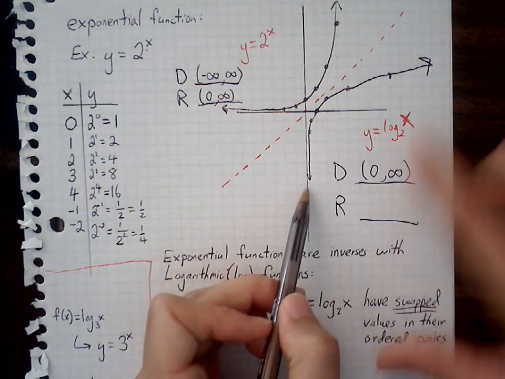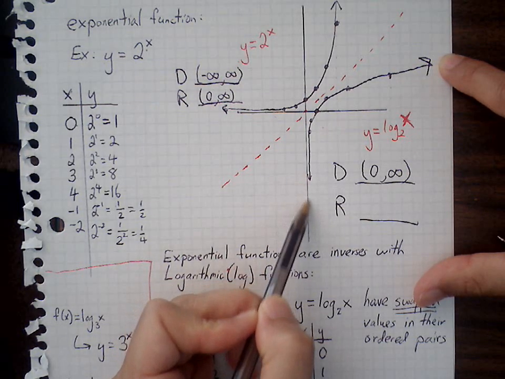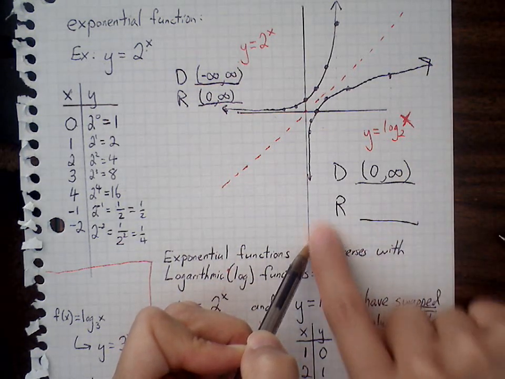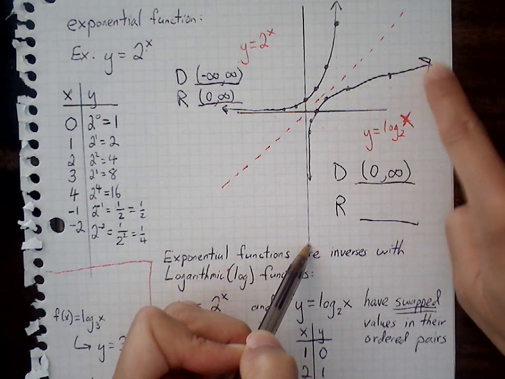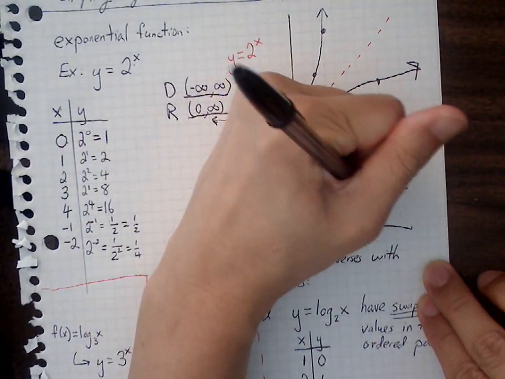And then the range, we see the y values will extend from -infinity, right? This goes all the way down to -infinity, and all the way up to +infinity. This arrow will continue going up. So the range is all real numbers.